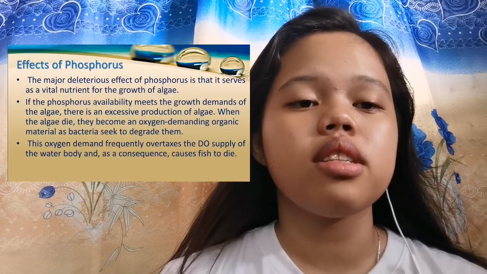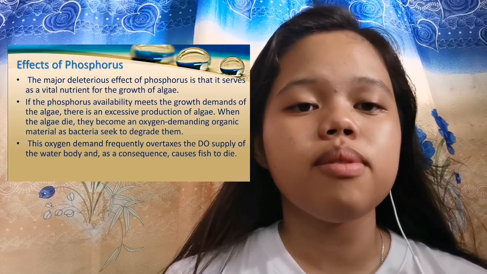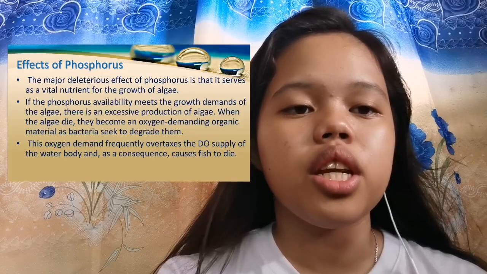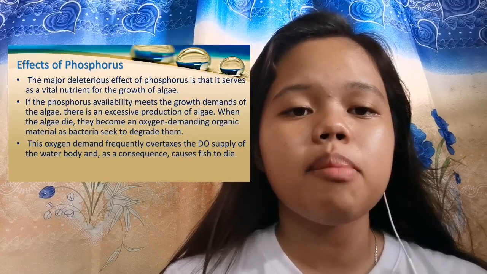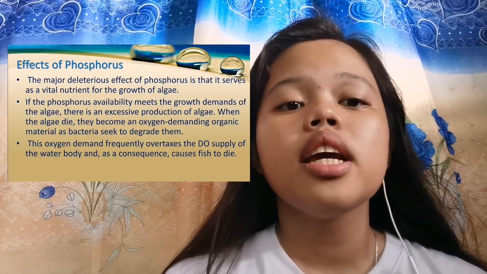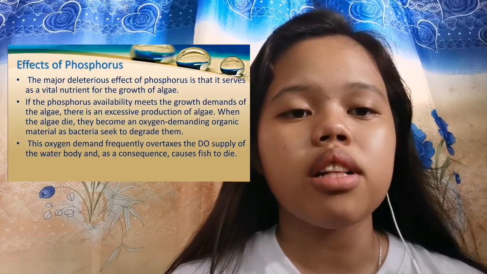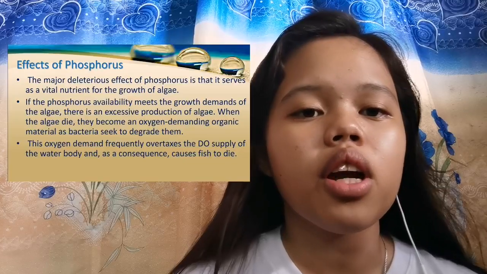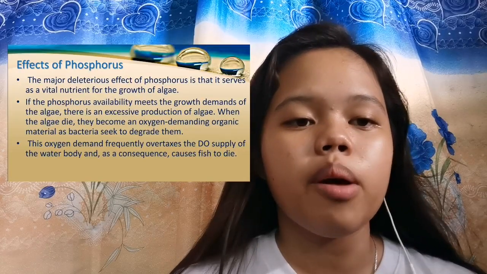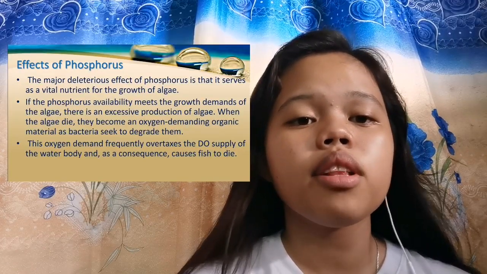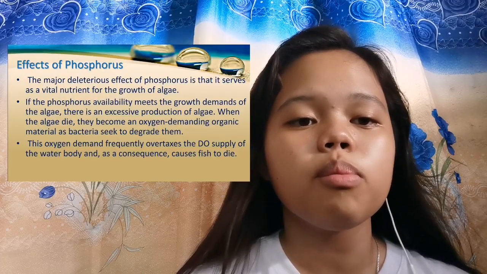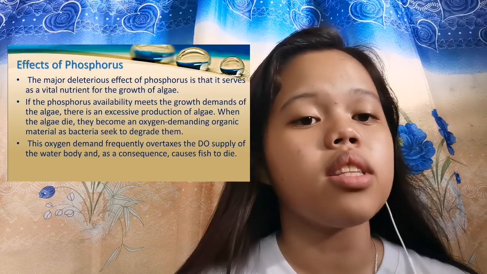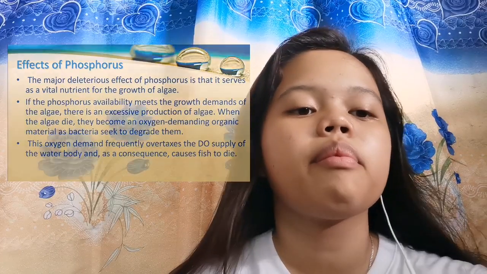Effects of phosphorus. The major deleterious effect of phosphorus is that it serves as a vital nutrient for the growth of algae. If the phosphorus availability meets the growth demands of the algae, there is an excessive production of algae. When the algae die, they become an oxygen-demanding organic material as bacteria seek to degrade them. This oxygen demand frequently overtaxes the DO supply of the water body, and as a consequence causes fish to die.